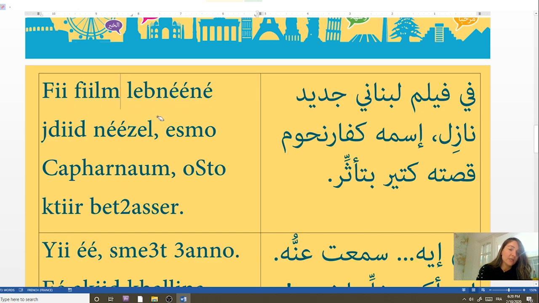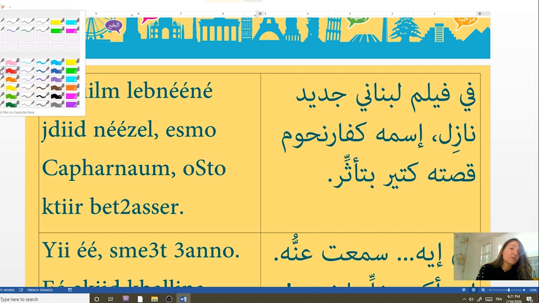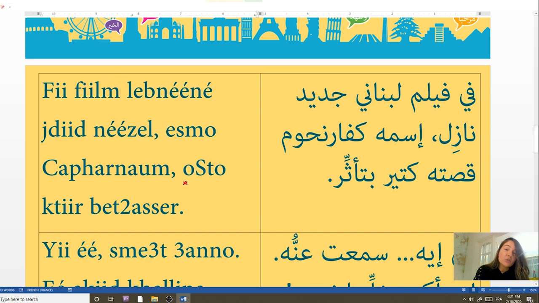في فيلم لبناني جديد نازل اسمه كفرناحوم قصته كتير بتأثر. قصة in Arabic means story. قصته means its story. When I break it down, you will notice that the word قصة on its own means story and it has a ta marbuta. When I'm pronouncing it on its own, قصة, I'm not pronouncing this ta marbuta. I'm just saying qissa because the ta marbuta is always silent as we know.